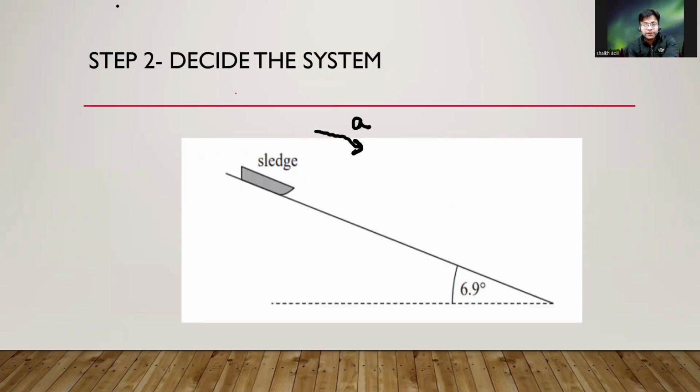Step 2, decide the system. Now we have to take a body and we will call that body our system. In this case, only the sledge is the body which is present here and moving. So we will say that the sledge is our system.